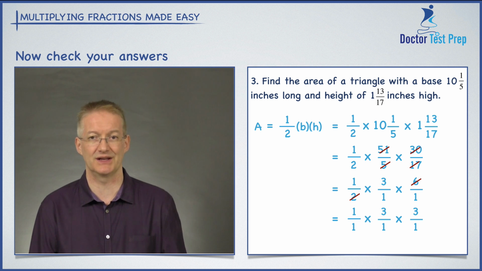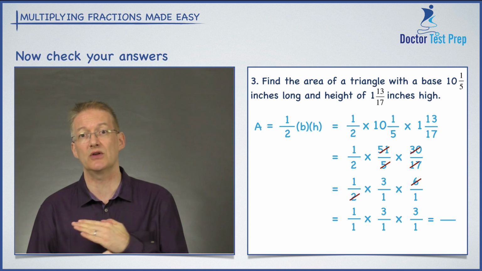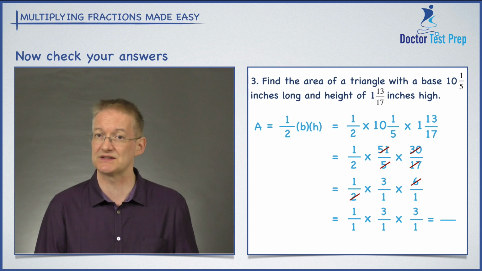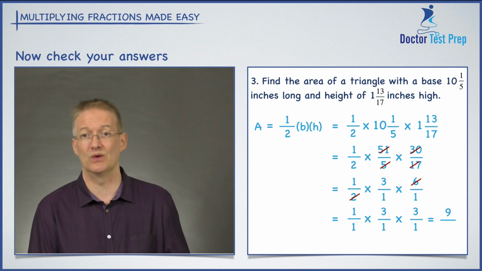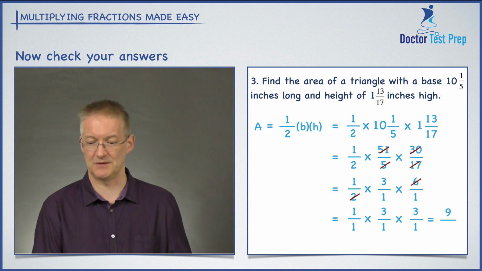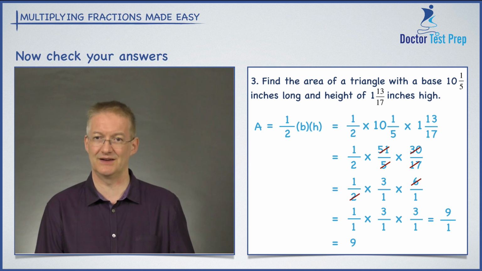Nothing else will cancel here. So I'm simply going to multiply all the numerators together. 1 times 3 times 3 is 9. And multiply all the denominators together. 1 times 1 times 1 is 1, leaving me with an answer of 9. So 9 square inches is the area of our triangle.